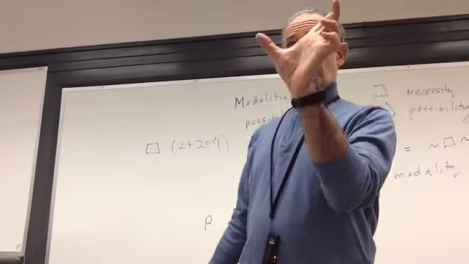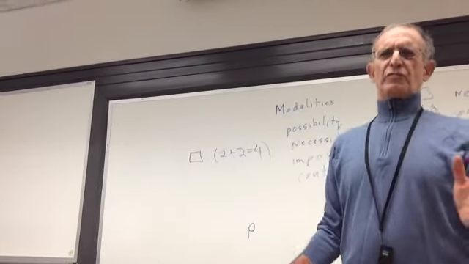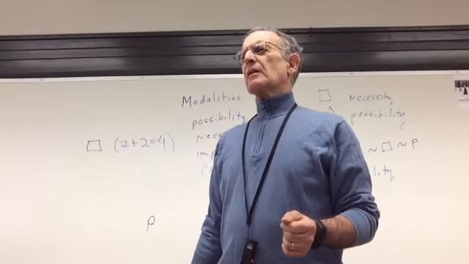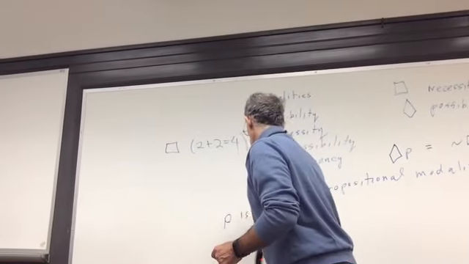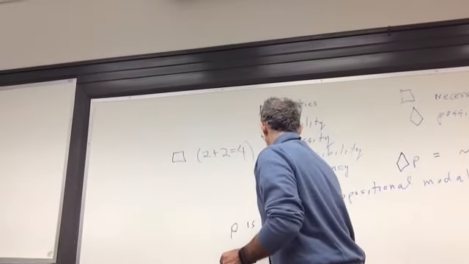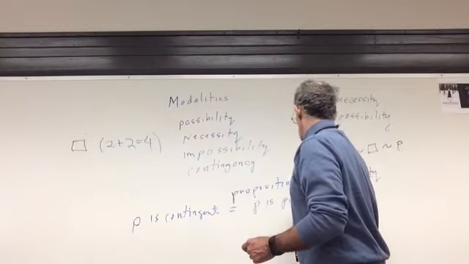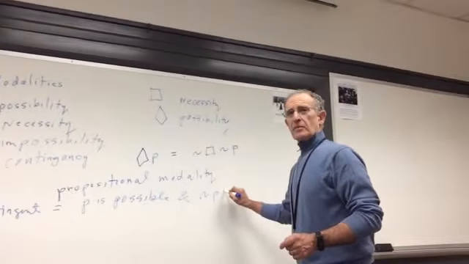But not impossible, because there could have been a Queen of France. Now, if there hadn't been a French Revolution... Okay, so it won't be impossible. So anyway, P is contingent says that P is possible and it's false that P is possible.